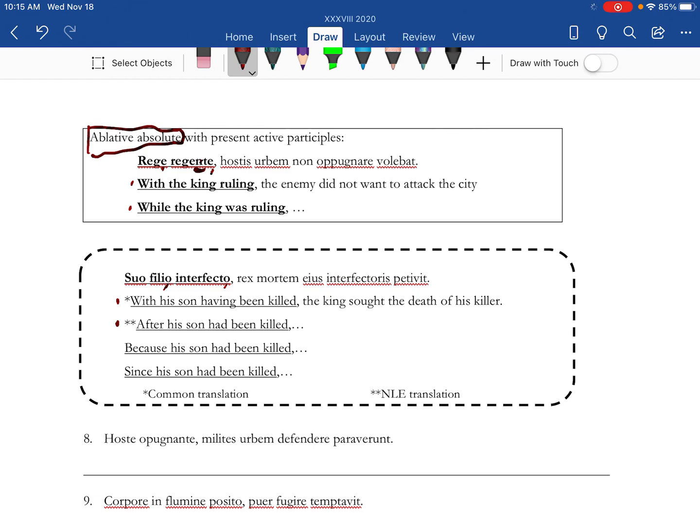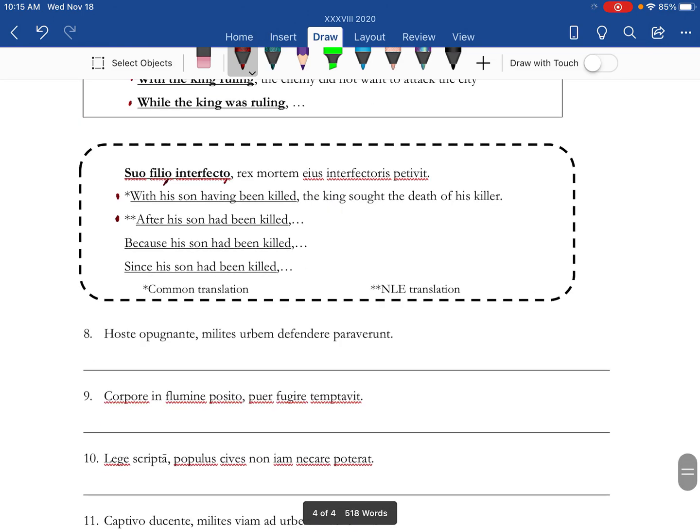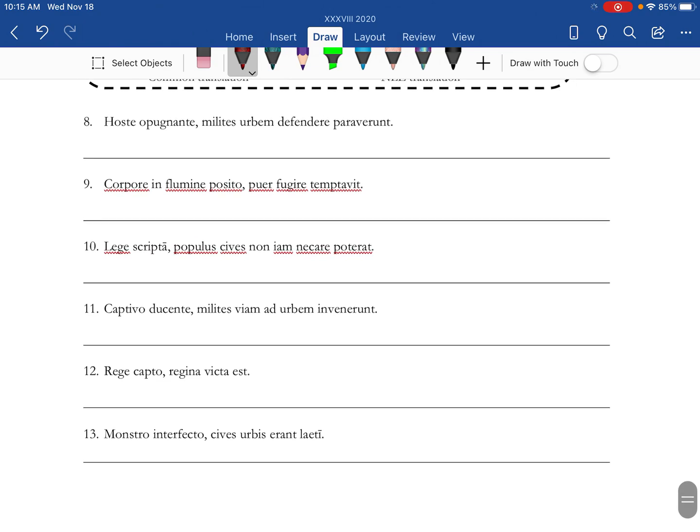So, if you don't feel comfortable saying while the king was, or while the blank was blanking, or with the blank having been blanked, fall back on what you know. Ablative is translated as with. Present active participles, blanking. Perfect passive participles, having been blanked. And we've done this a few times already.